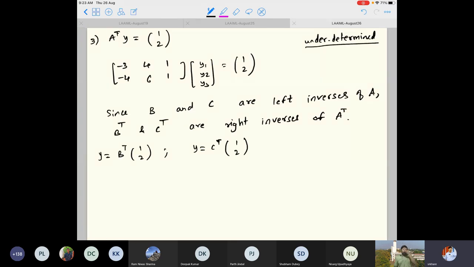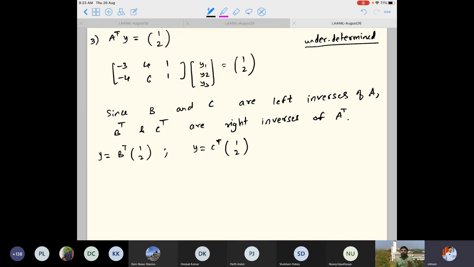So these are the solutions. So that is what is really happening. Okay. So now you see the matrices which are not square, they have either left or right inverse. But if the matrix is square, then it can have both left as well as right inverse, right?